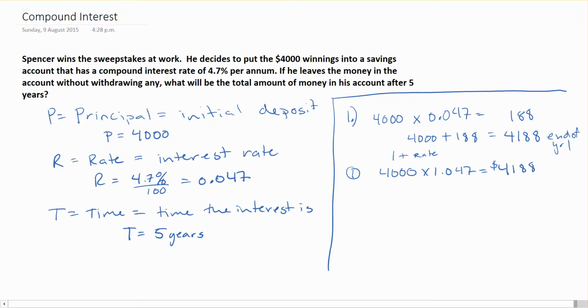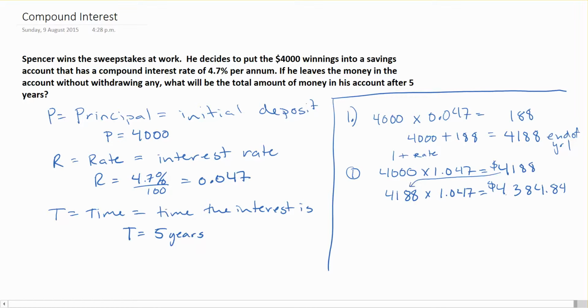So now that after the first year in his bank account he's got $4,188, that'll sit there and then it will be increased again. So we apply that same percentage, and at the end of the next year, he's going to have $4,384.84 in his account.